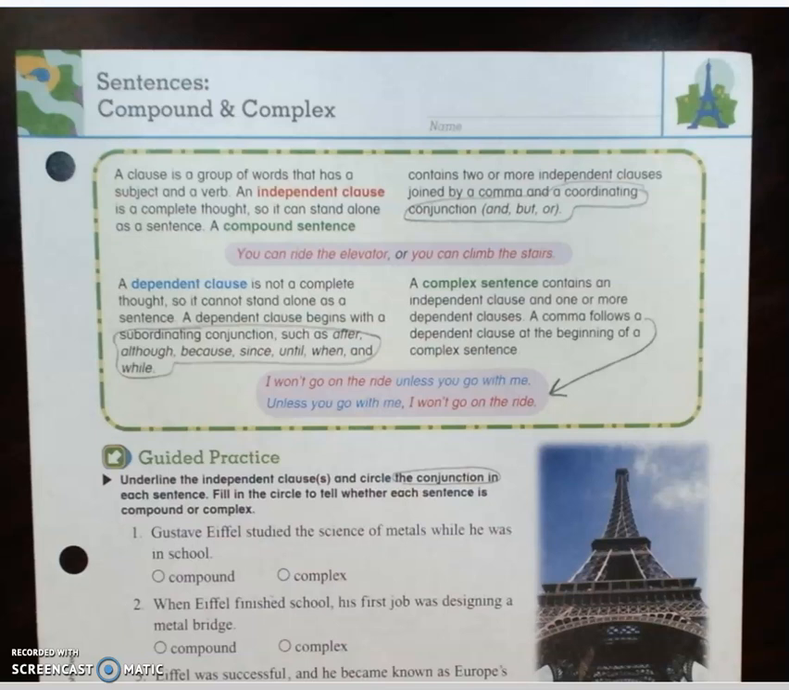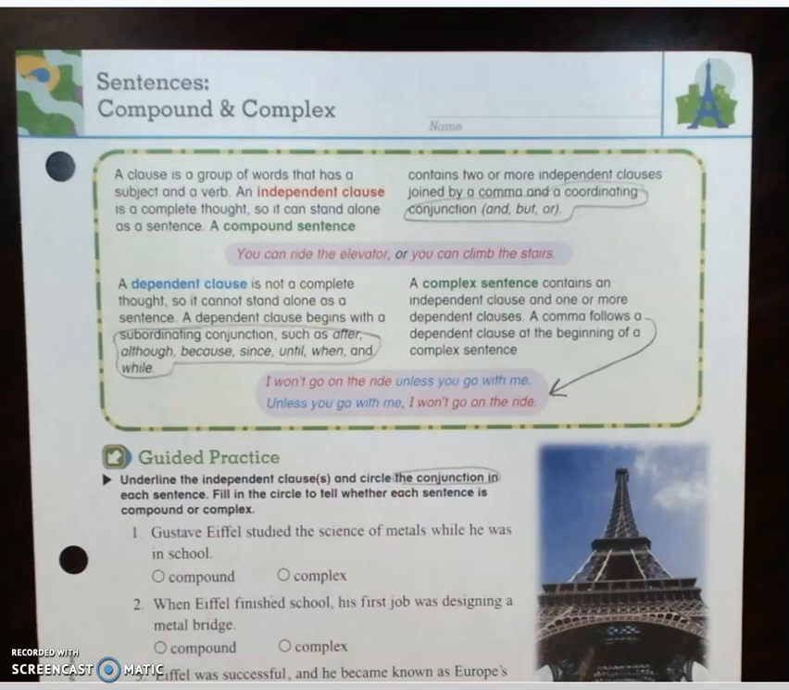It says a clause is a group of words that has a subject and a verb. We talked about that the other day. An independent clause is a complete thought, so it can stand alone as a sentence. It's independent. It doesn't need anything else. It can stand just by itself. And a compound sentence contains two or more independent clauses joined by a comma and a coordinating conjunction: and, but, or.